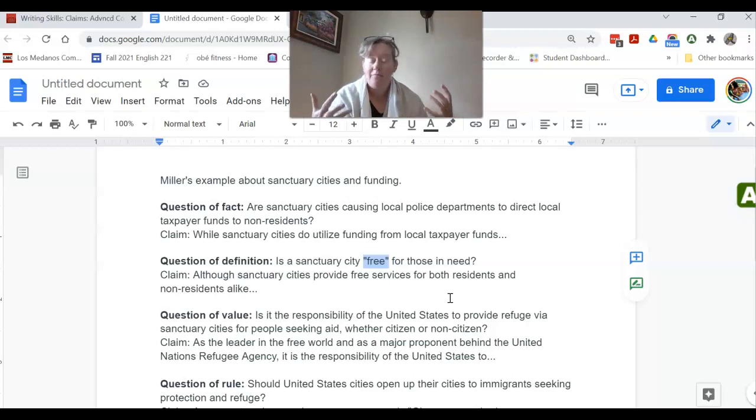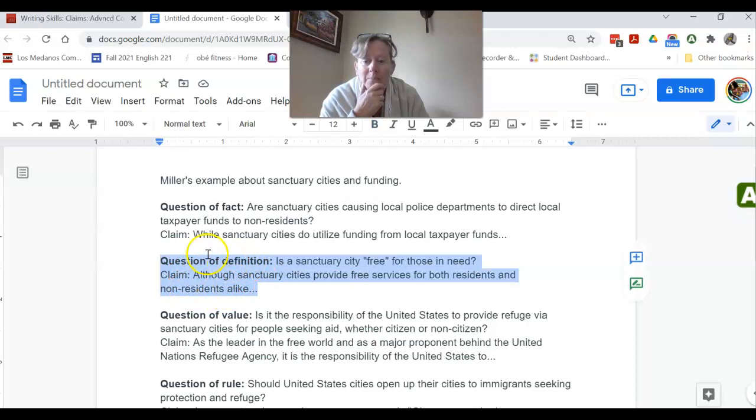Now, it might be very well that you choose to write your argument for essay number 2 about what the word free means when we talk about free speech. If you choose to do that, that's a question of definition. That's not a question of fact, right? Because you're not proving a fact there. You're talking about how we have come to define free, or how we have come to define hate, if you're talking about hate speech, right? And so those are just a few of the ways that you can think about how to write a question of definition for this particular essay.